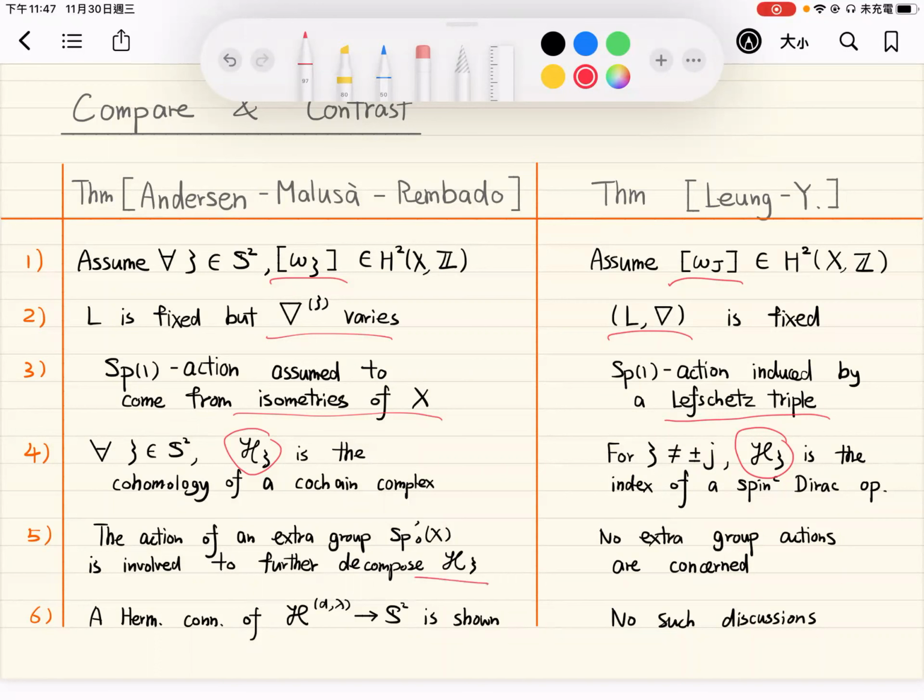But they consider this kind of action coming from some isometries so that they can further decompose the Hilbert space here. And lastly, they also find a Hermitian connection acting on the vector bundle over the two sphere. But up to this moment, we don't think of the existence of this Hermitian connection in our theorem. And maybe in the future, we can also try to figure out whether there is a Hermitian connection acting on the vector bundle over the two sphere appearing in our theorem. So that is basically the comparison between our theorem and their theorem.